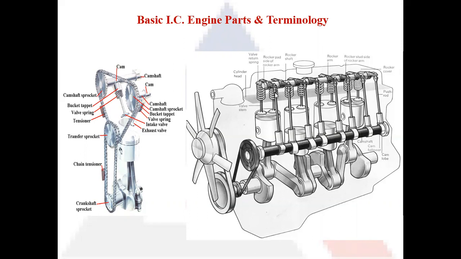Your push rod pushes this rocker arm upwards, and on the other side, with the help of this fulcrum, the rocker arm goes downwards. So this opens and closes your valve.